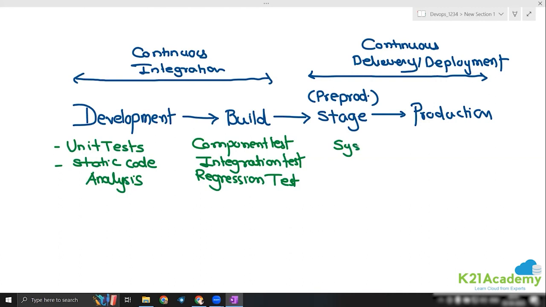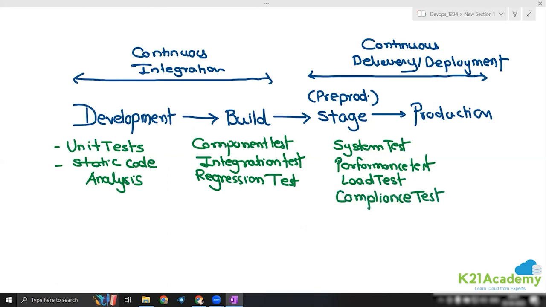So many tests are carried out over here. For example, you can have real system testing, performance testing, then load testing, and compliance testing. And you can even carry out something like UAT. UAT stands for user acceptance testing. And at the end, in production, you can carry out things like A/B testing, and you can have canary analysis as well. So these are some of the appropriate tests that can be carried out at the various stages within your pipeline.